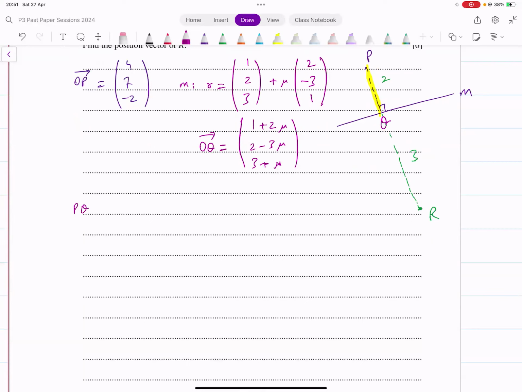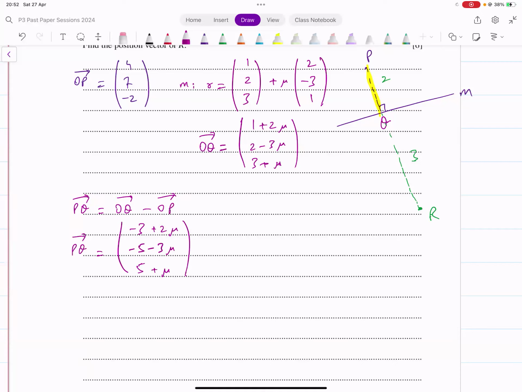Okay, and now let's find the vector PQ. What would that be? PQ would be OQ minus OP. So from this vector, I'm subtracting this vector. Let me do that directly now. 1 minus 4, that will be minus 3 plus 2 mu. 2 minus 7 is minus 5, minus 3 mu. 3 minus minus 2, that's 3 plus 2, that's 5 plus mu. This is the vector PQ.